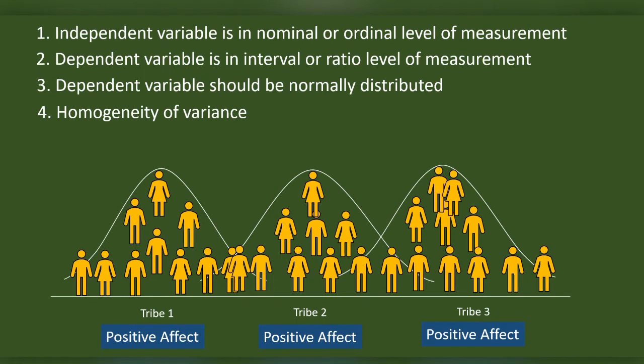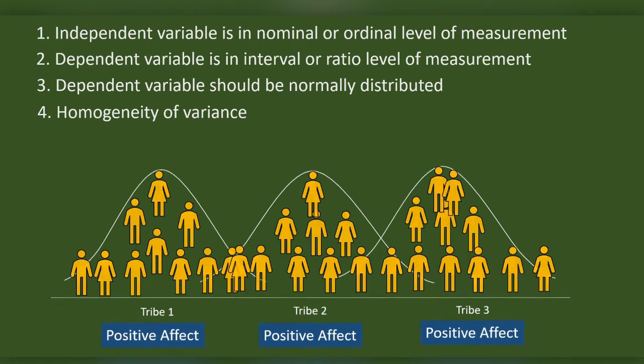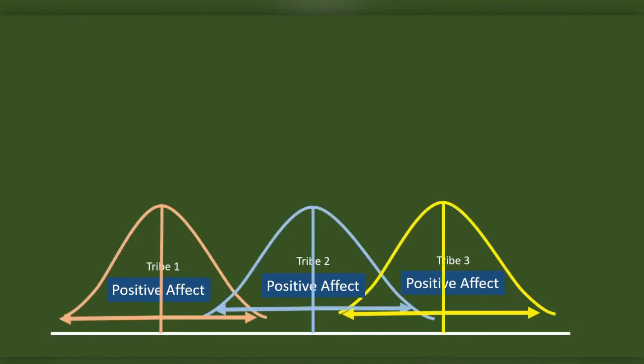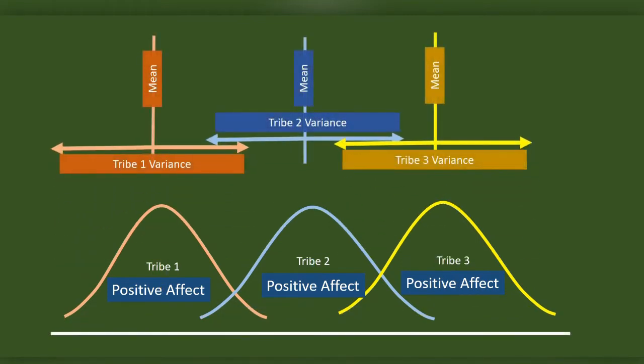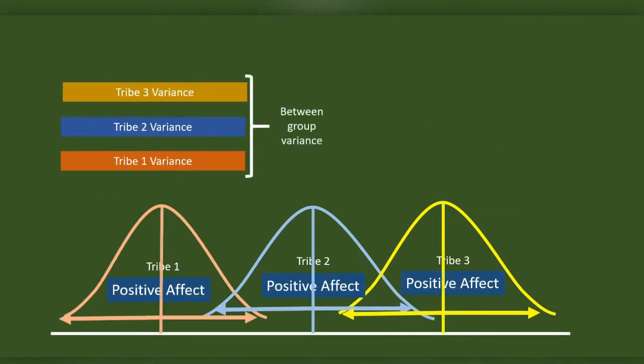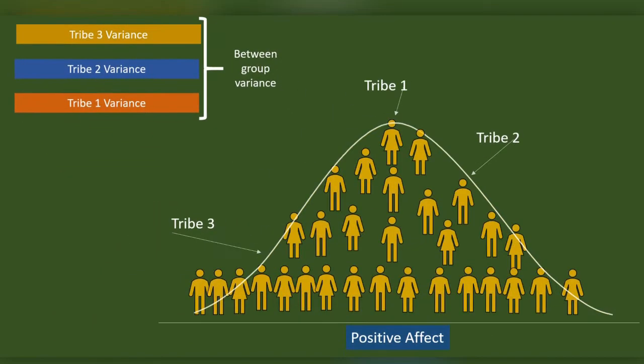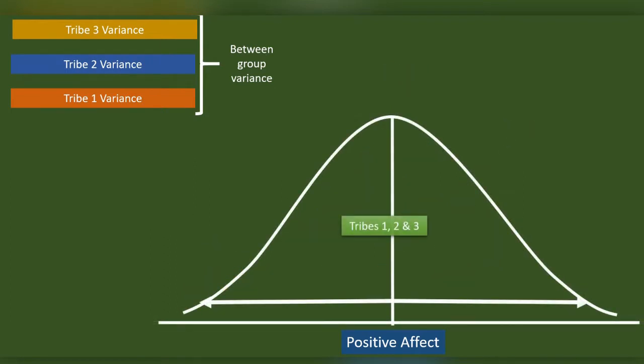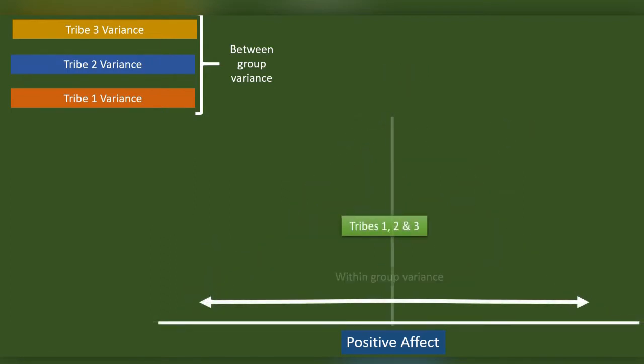Consider these as the curves of distribution of the scores of the three groups. These are the mean and variance of the distribution in each of the three groups. While doing ANOVA, the first thing we are concerned with is the variance in the distribution of the positive affect between the groups. The second important thing we consider is the variance of the distribution of the positive affect within the group.